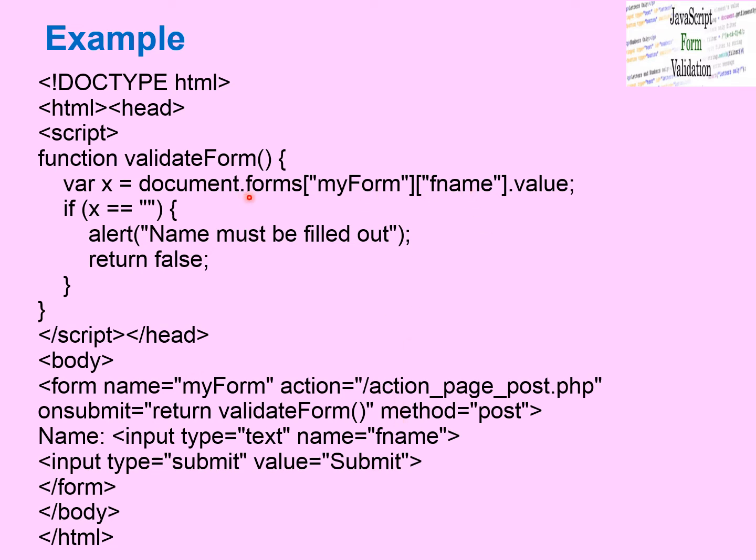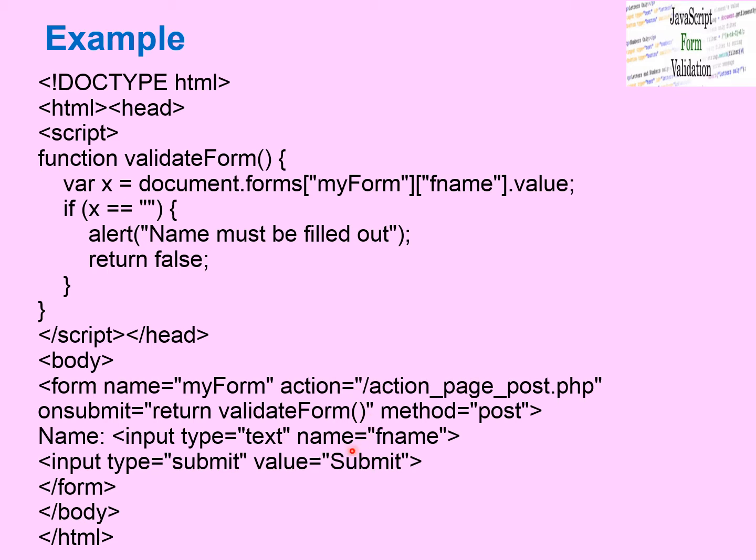So the document.forms method is trying to access the value of fname. If the user is inputting any value, that value is stored in X. Suppose the user inputs XYZ, that value will be retrieved and stored in the X variable. So a comparison happens: X is equal to XYZ. If XYZ is compared with a null value, it's not a null value, so this function will return a true value. So the action will happen.